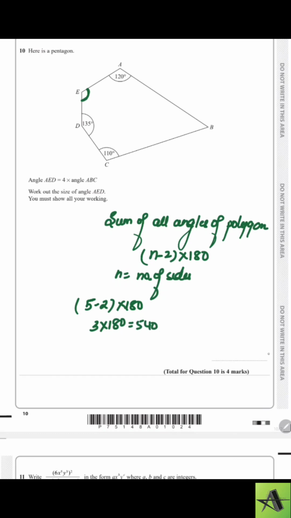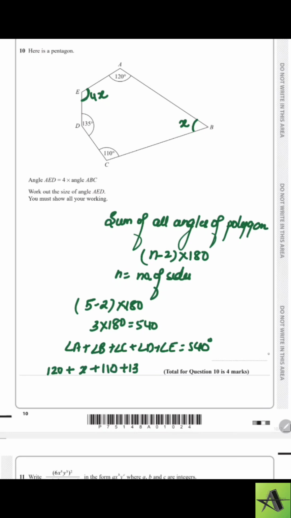So now I get to know that when I add all the angles, that means angle A plus B plus C plus D plus E, this should be equal to 540 degrees. Now, they have specifically mentioned one more thing, that angle AED is 4 times angle ABC. So if ABC is x, AED is 4 times x. I need to add them up. So 120 plus x plus 110 plus 135 plus 4x equals 540.